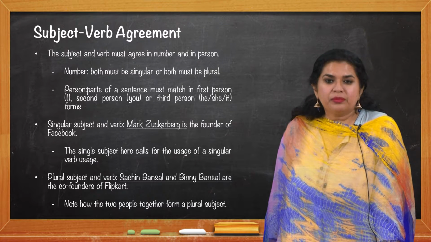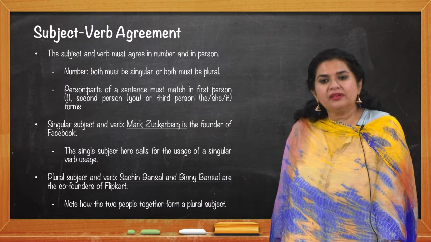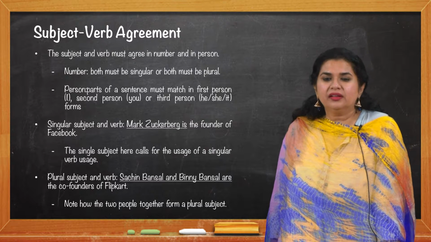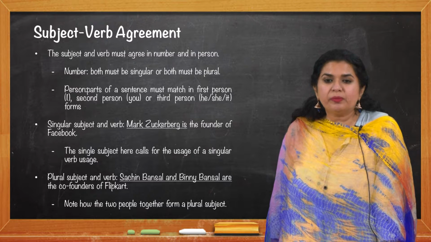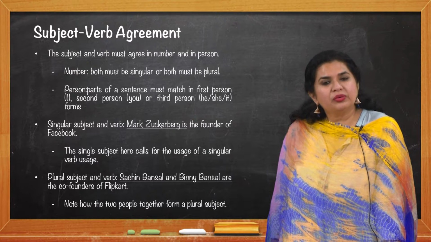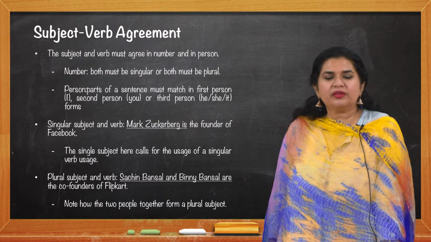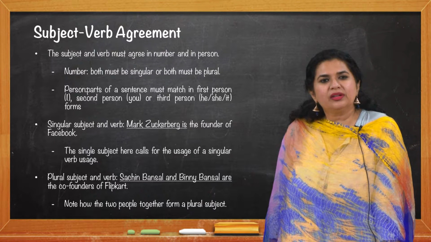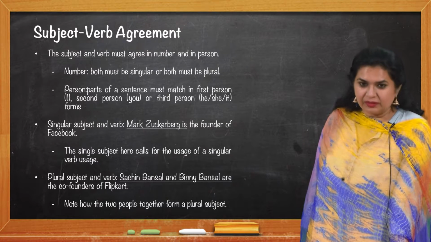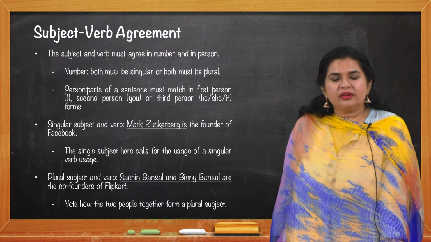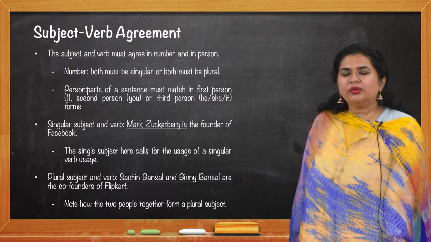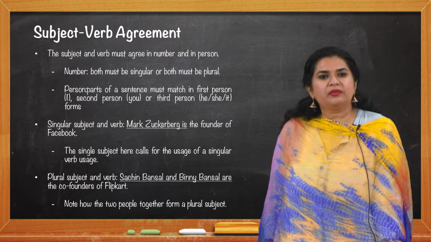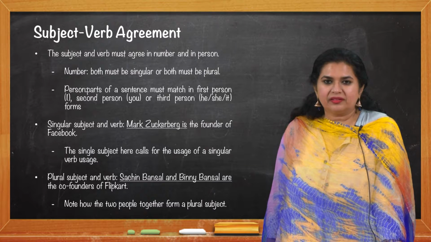Another example, plural subject and verb. Sachin Bansal and Binny Bansal are the co-founders of Flipkart. So, two people together form a plural subject. It is not just because Sachin and Binny are singular. So, the verb will also be plural. When two singular subjects come together, we use a plural subject. I know that you are aware of all these rules, but we are just refreshing and revising.